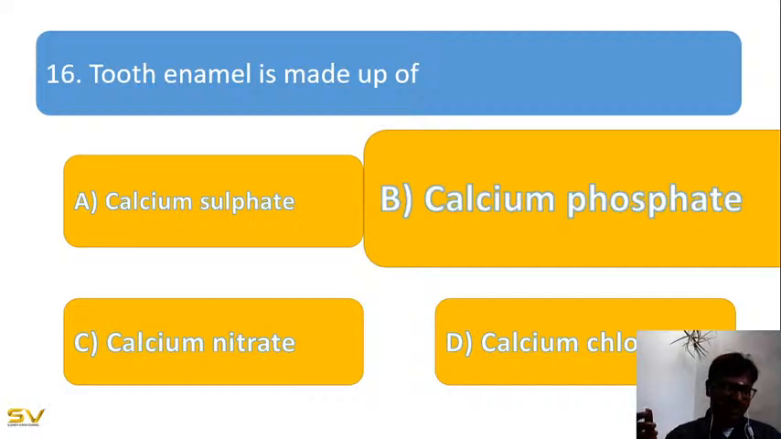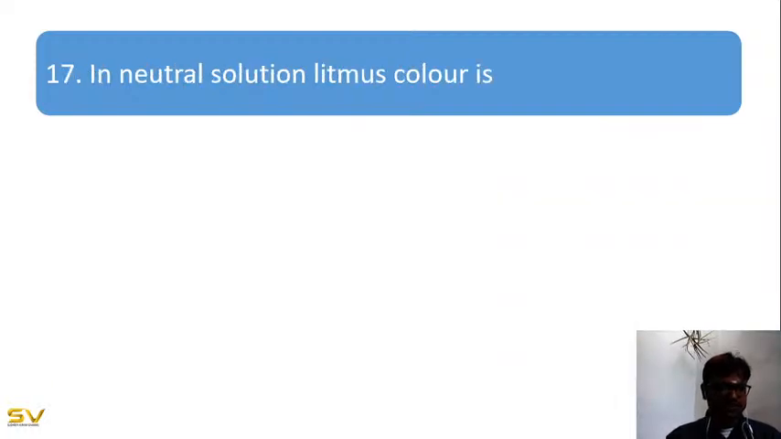So option B is correct. So congratulations for that. And then the 17th question: in neutral solution, litmus color is.